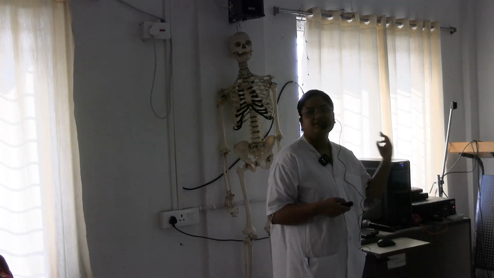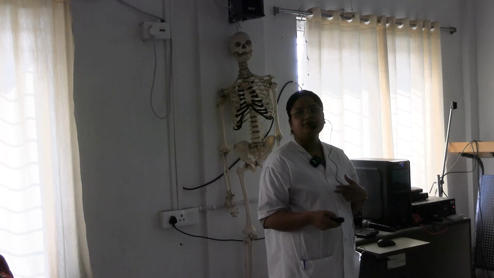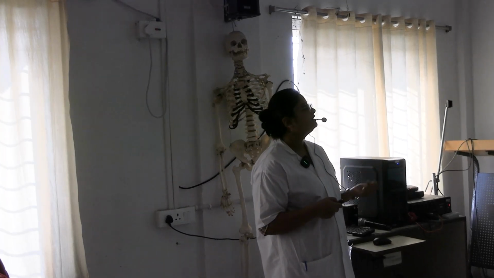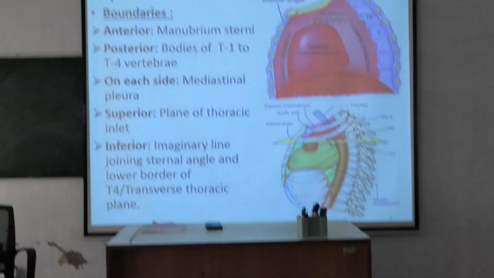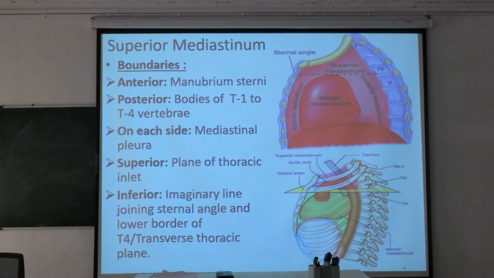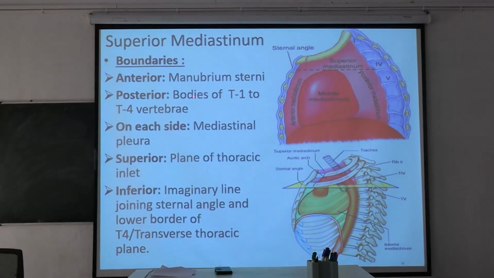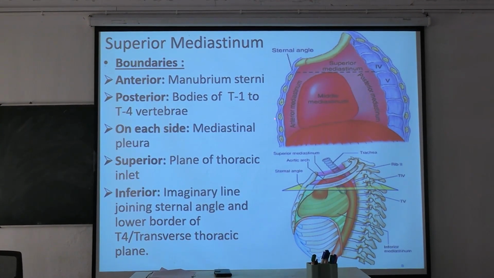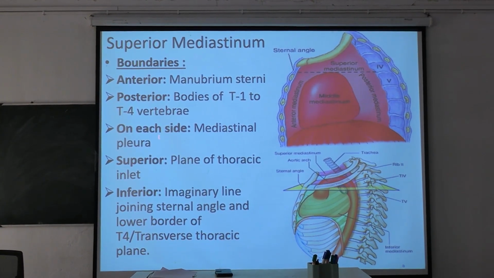Next we will discuss the individual mediastinum and their contents. First, the superior mediastinum. Its boundaries are, see, this part is the superior mediastinum, bounded anteriorly by the manubrium sterni, posteriorly by bodies of T1 to T4 vertebra, on each side by the mediastinal pleura. Superiorly lies the plane of the thoracic inlet, inferiorly an imaginary line joining the sternal angle and lower border of T4, or transverse thoracic plane here.